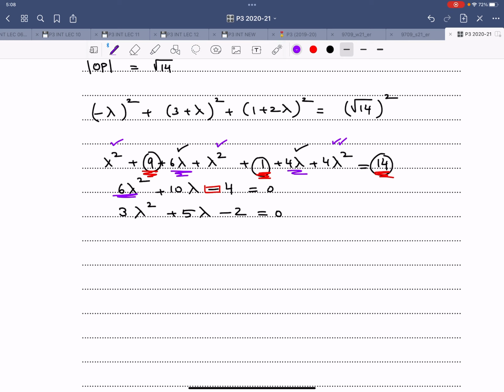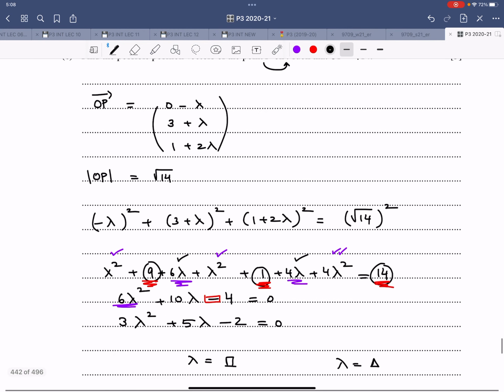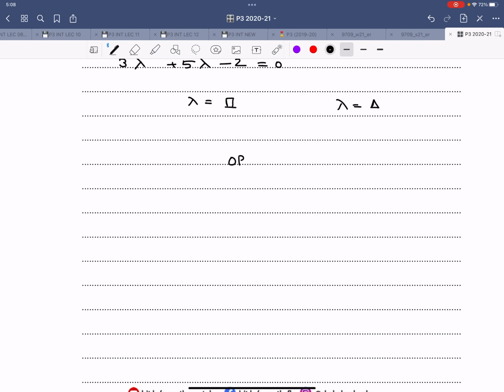You would solve and you will find the values of lambda. And what are they asking for? Find the possible position vectors of this point. So this is OP, minus lambda, 3 plus lambda, 1 plus 2 lambda. So one answer will be here and one answer would be here.